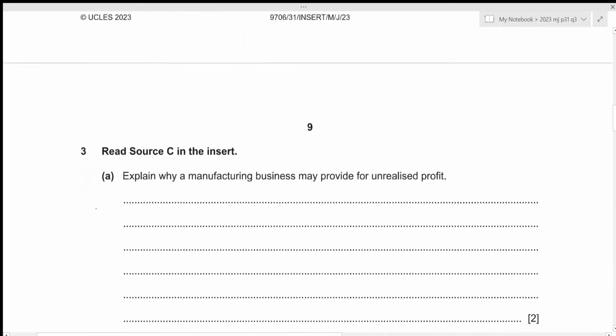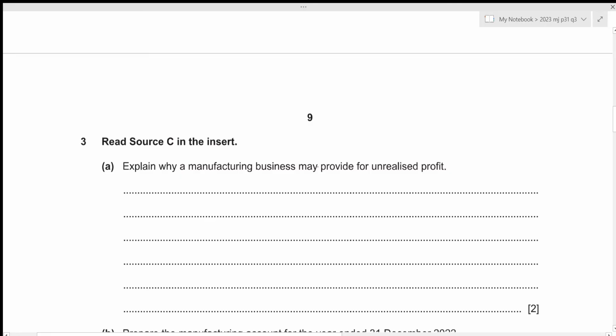Now let's have a look at our first question. We need to explain why a manufacturing business may provide for unrealized profit. So I have actually said the reason regarding this. This is because we include our markup in our cost of production to figure out the transfer value. And this transfer value is then moved towards our statement of profit or loss. But remember that our closing inventory is something that we have not sold yet, which means that we cannot realize profit on that item. We can only include our inventory at cost, which is why a manufacturing business may provide for unrealized profit. Let's write it down.